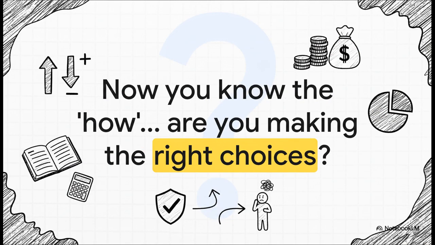So there you have it. We've mapped out the entire journey, all the way from your simple accounting profit to your final taxable profit. You've seen the additions, the subtractions, you now know the how. So the last question, really, is for you. Now that you know how the code works, are you sure you're making the best choices for your business?